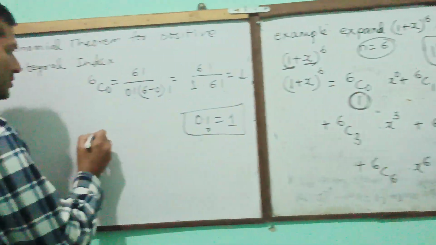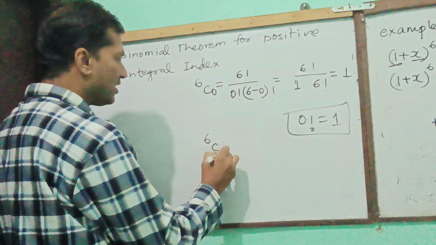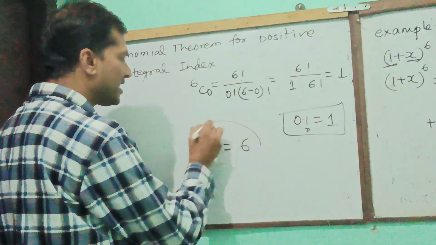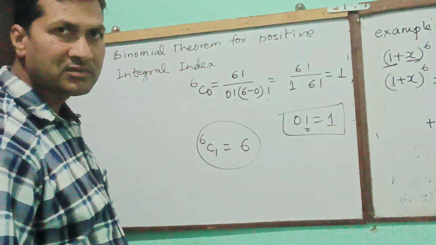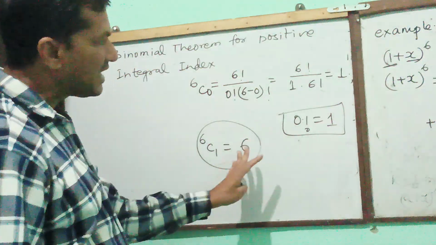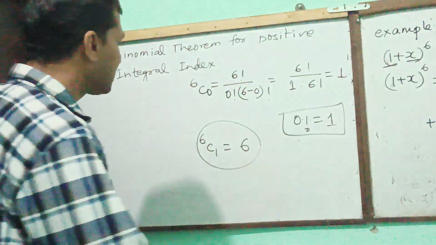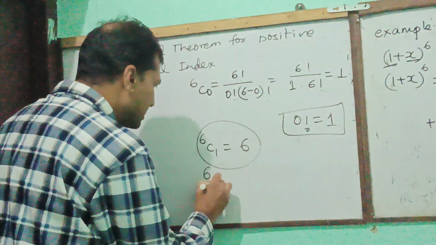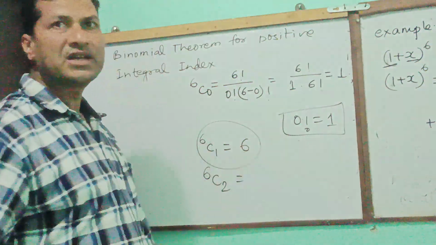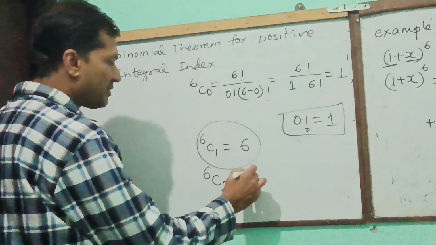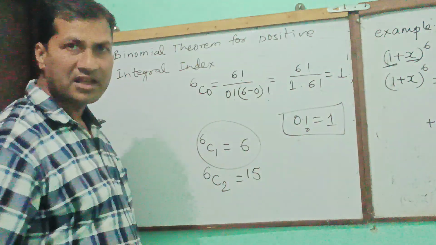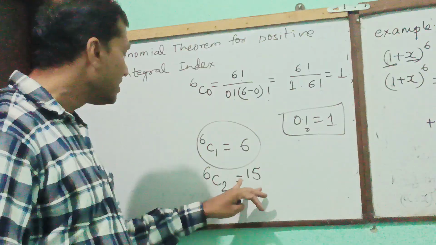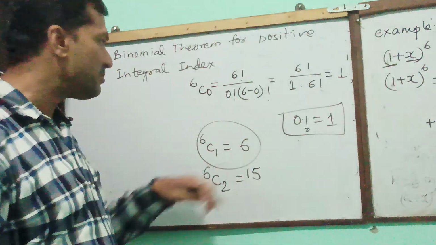Now 6C1, we are calculating, we are getting 6. Clear? Similarly 6C2. If we calculate 6C2, we are getting this as 15. So calculate this one, I am not calculating over here. 6C2 is how much here? 15.